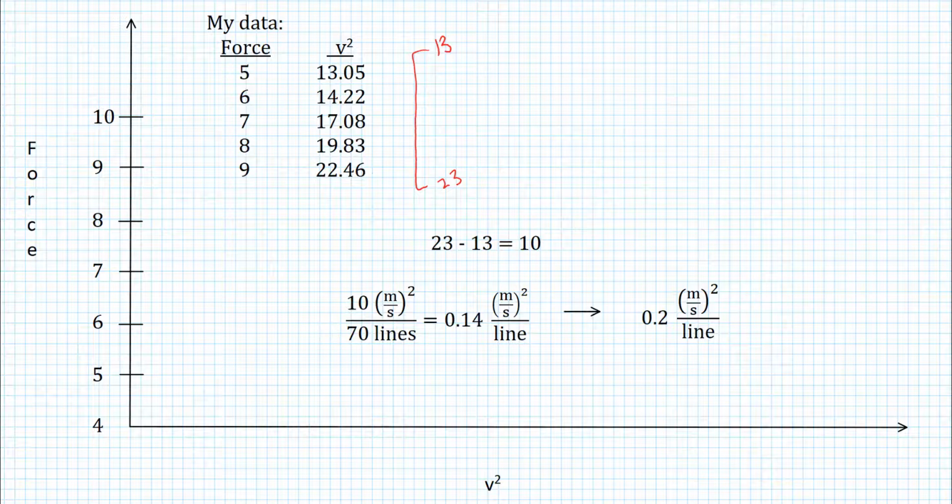Remember, we always round up. Otherwise, if you round down, you run out. You get out to the end of your axis and you run out of space before you get to your biggest value for v squared. So if you round up, that never happens. So I think I'll use 0.2.